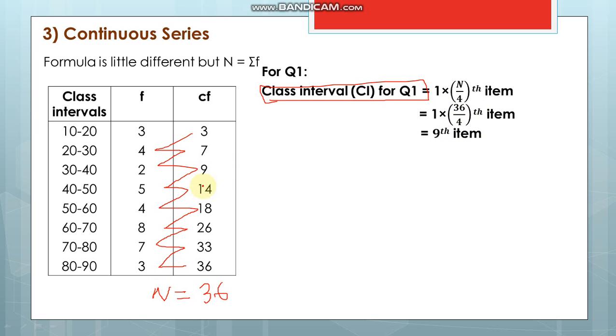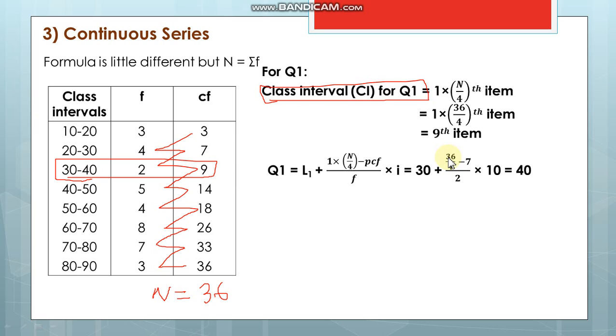So the 9th item belongs to which particular class interval? The first 9 items belong to this 30 to 40 class interval. The 9th item, naturally, this is my required class interval. So once I find out the class interval, that means my quartile 1 belongs to the 30 to 40 class interval. Then my job is to find out what the quartile is. That quartile must belong to that class interval 30 to 40.